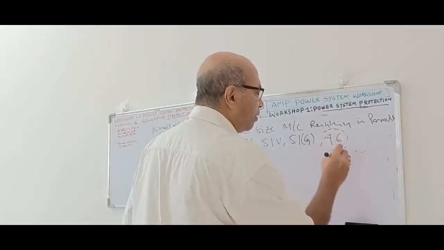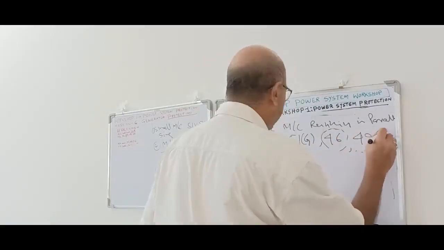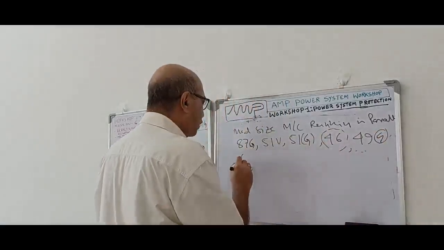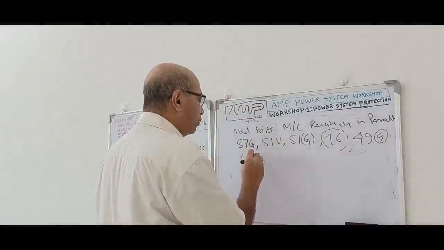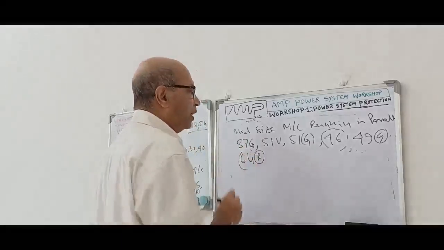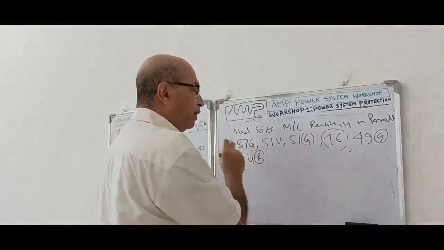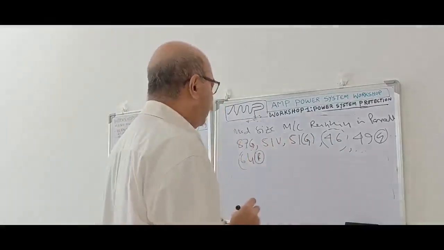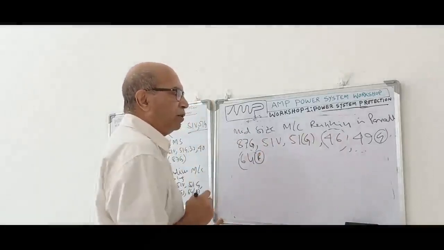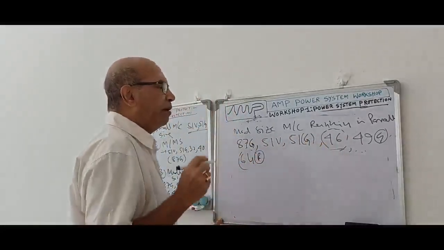It is optional, may or may not be. Then 49G will be there. Stator arc fault will be there. Then we have a rotor arc fault 64R. Also optional; we may not include it. These 2 protections are optional. So the main ones here are 49G and 87G, mandatory, along with 51G and 51V, and these two depending on the situation. So 46 we may include, and 64 rotor arc fault we may not include.